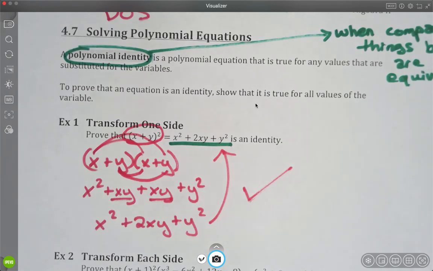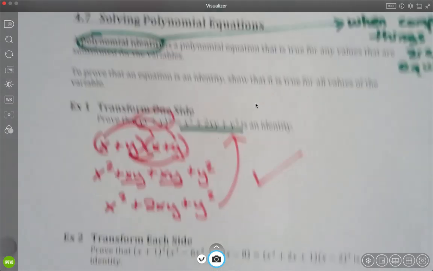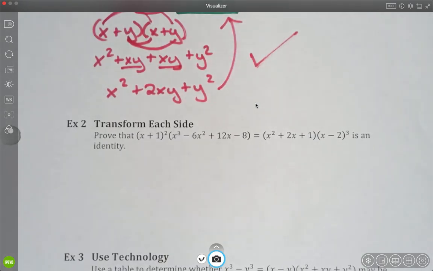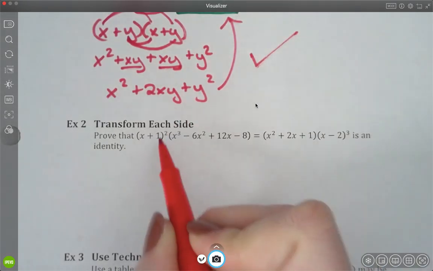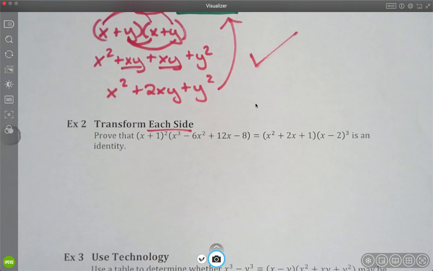Okay, so let's go down to example 2. Now this one, you're transforming both sides. So we're doing each side a little bit at a time. That's a lot of stuff going on, all right?